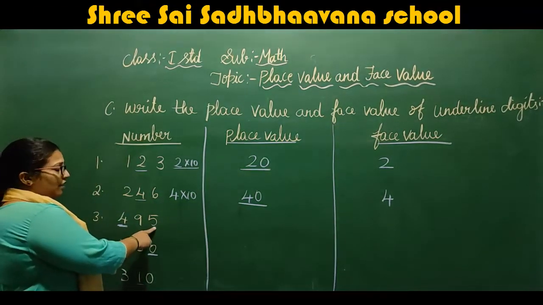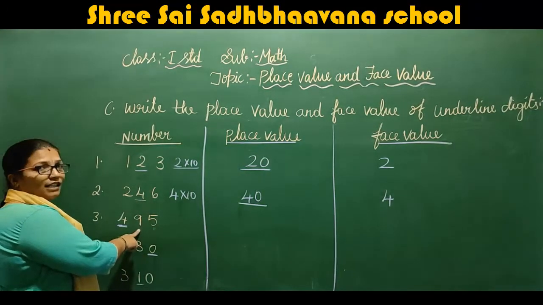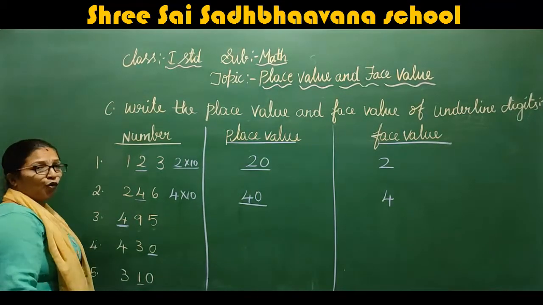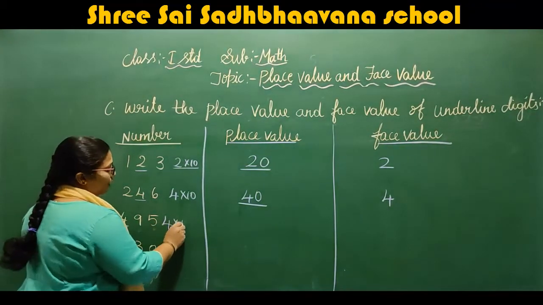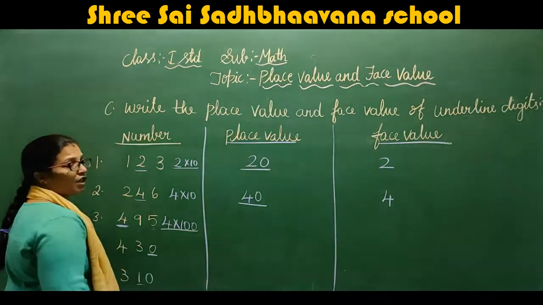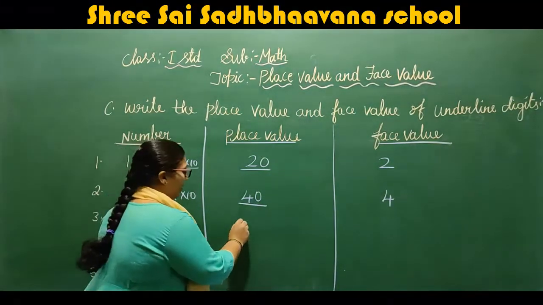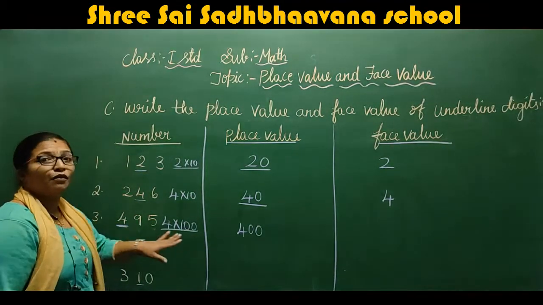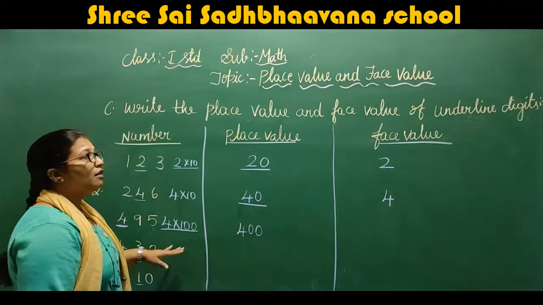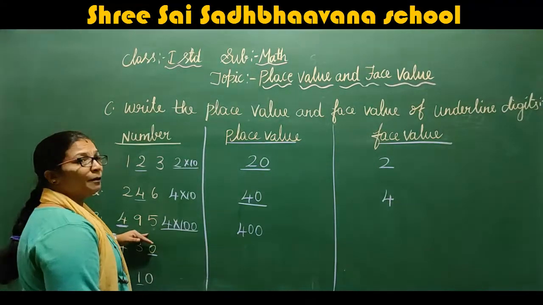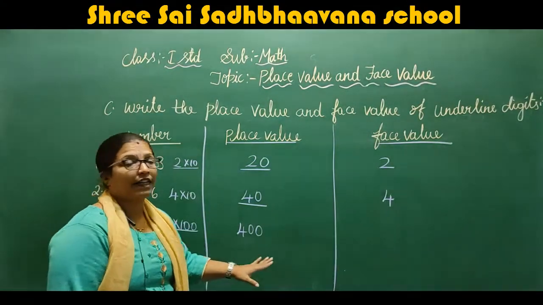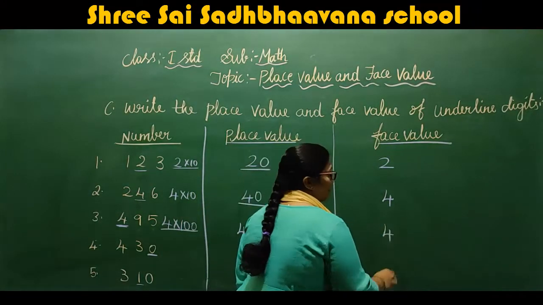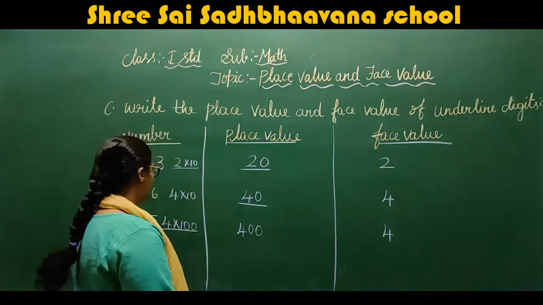So here, 5 is in the ones place, 9 is in the tens place, 4 is in the hundreds place. They underlined 4. What should we write now? 4 into 100. What is the answer? 4 hundreds are 400. So in place value, the value of 4 is 400. In face value, 4 itself.